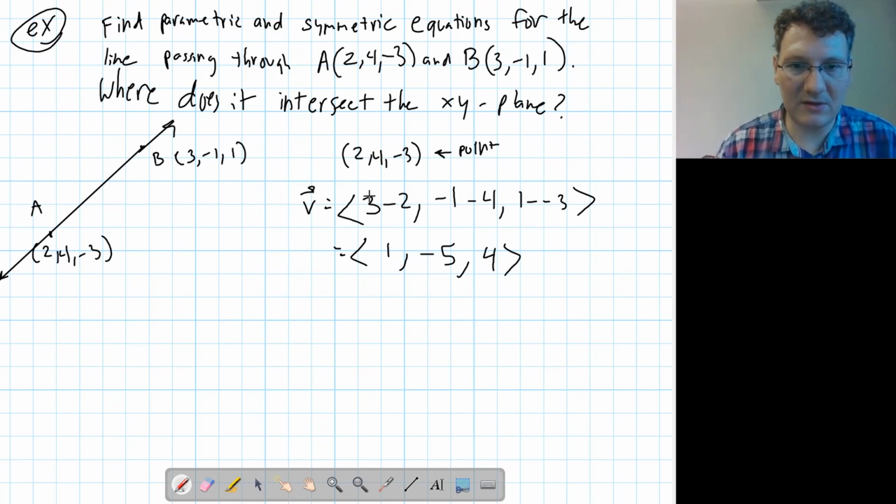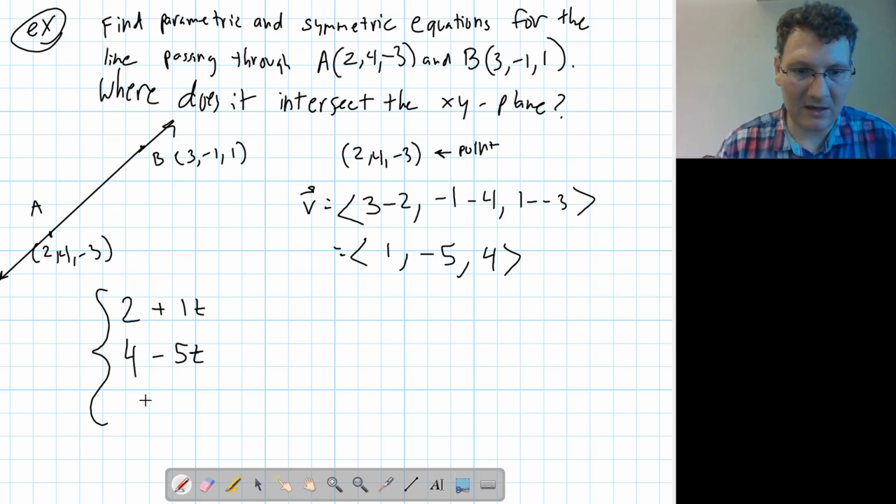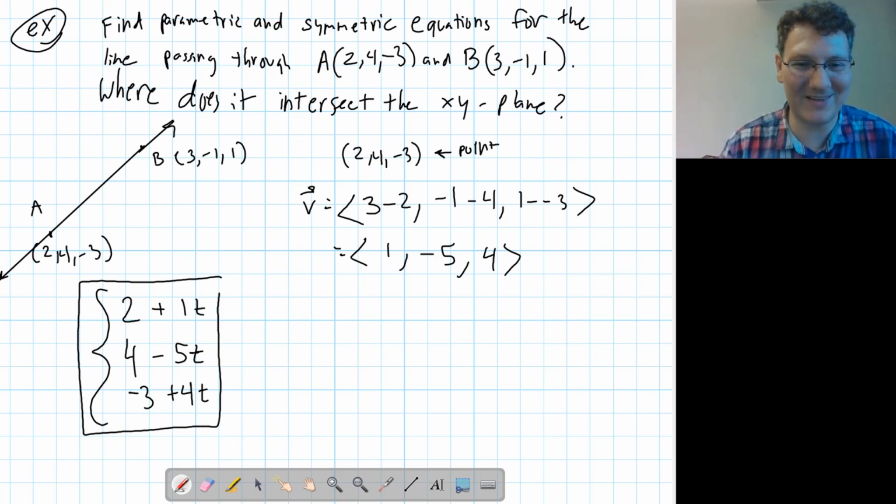So the parametric equations are going to look like this. We'll have 2 plus 1t. So we take the 2 from the first coordinate of our point plus the first component of our vector times t. We'll have 4 minus 5t, and we're going to have negative 3 plus 4t. So those are the symmetric equations. I'm sorry, this is the parametric equations.